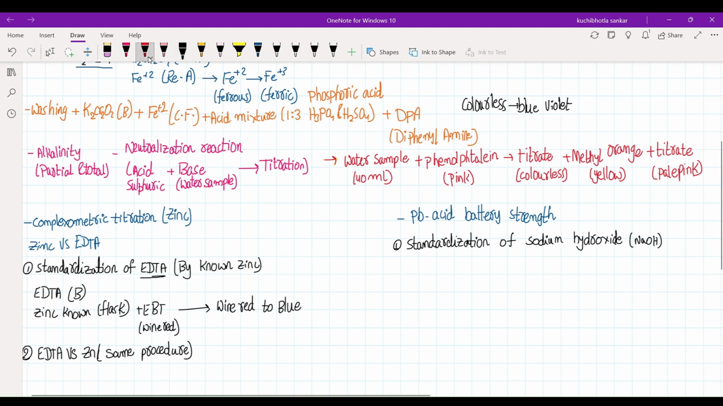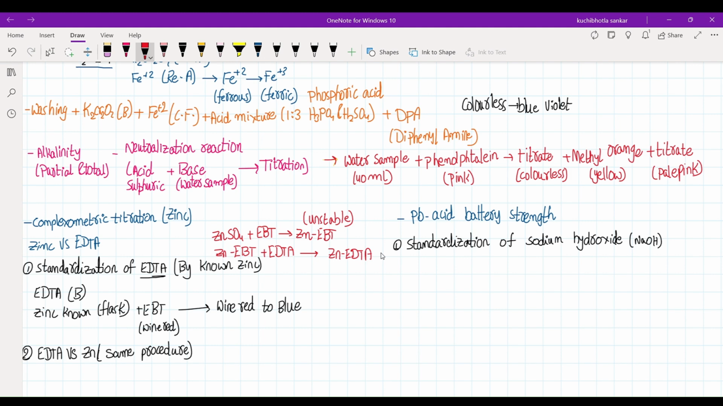complexometric, I forgot to write the principle. Right, so what is going to be the principle? Yeah, so the ZnSO4 is there, right? And first of all we are mixing it with eriochrome black T and it gets Zn-EBT. It is unstable. Okay, and that Zn-EBT is getting titrated with EDTA, right? So then we are getting Zn-EDTA.